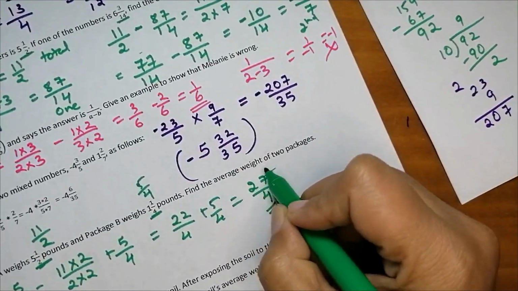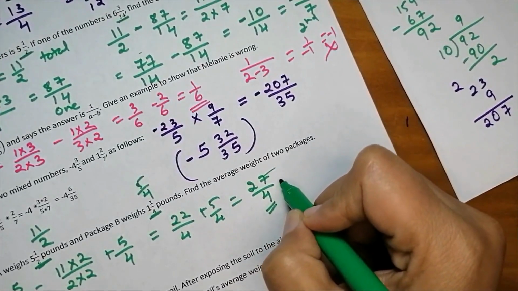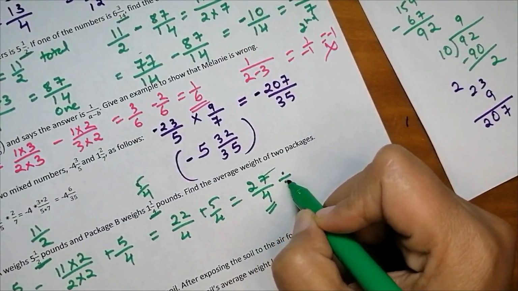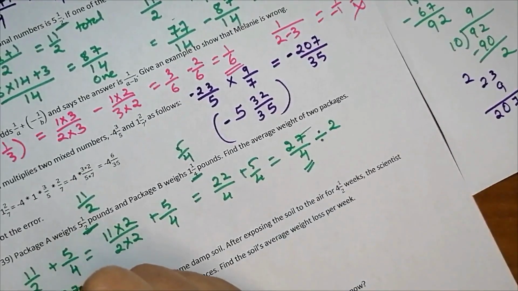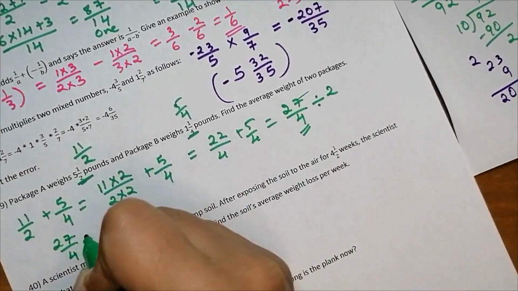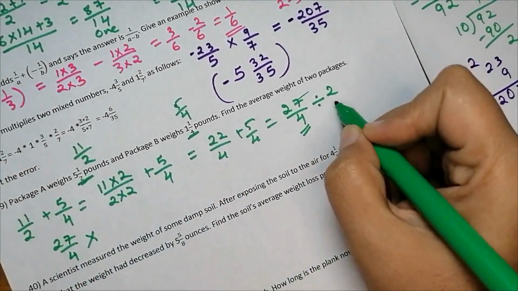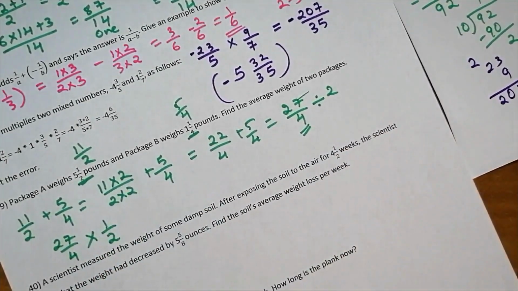We are asked to find the average weight of two packages, right? So it's basically we're dividing this by 2, which means 27 over 4, this is division, right? This division will become multiplication, and this is divided by 2, so it's multiplied by half.